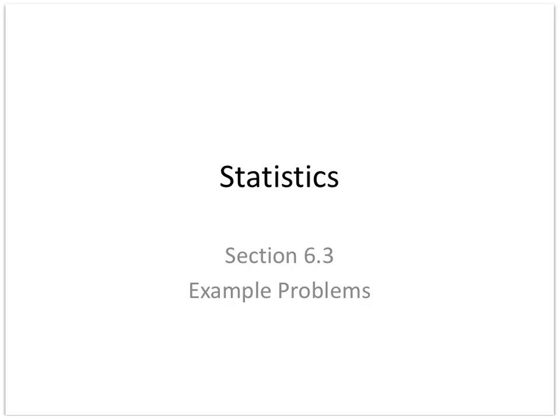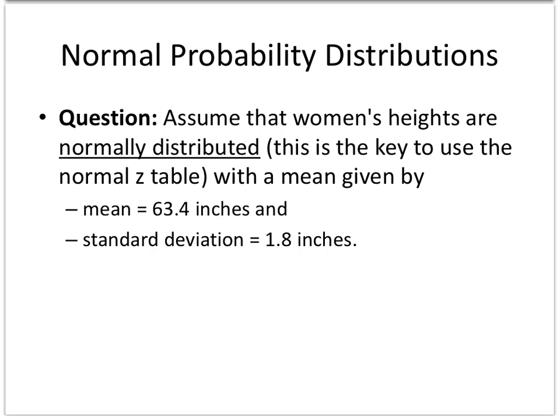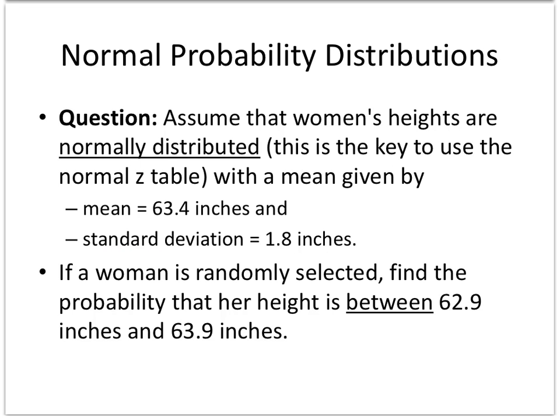All right, let's look at an example problem of how we can use the z-table, or the standard normal distribution. Assume that women's heights are normally distributed. This is the key when you take your test and you say, well, I don't know what table to use, because you're going to learn that there's other tables, but this right here tells you that you're going to use the z-table. With a given mean of 63.4 inches, so this is women's heights, and a standard deviation of 1.8 inches. If a woman is randomly selected, find the probability that her height is between 62.9 inches and 63.9 inches.